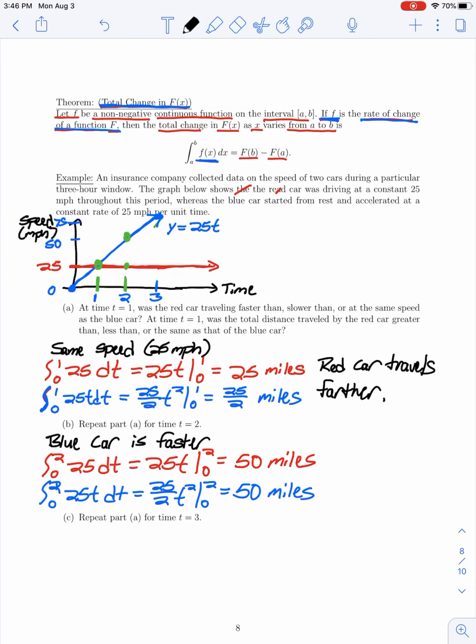So here, even though the blue car is moving faster at that time, over the first 2 seconds, they travel the same total distance.